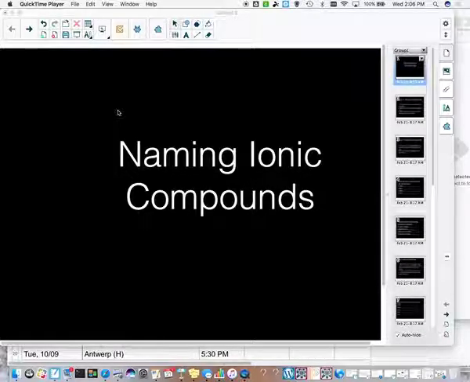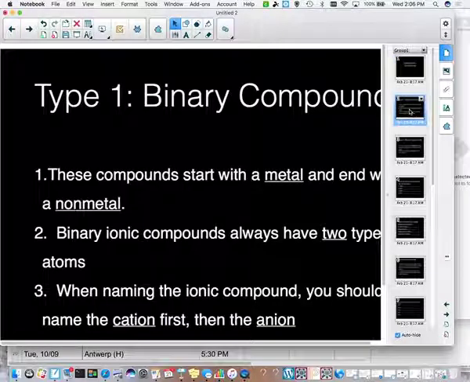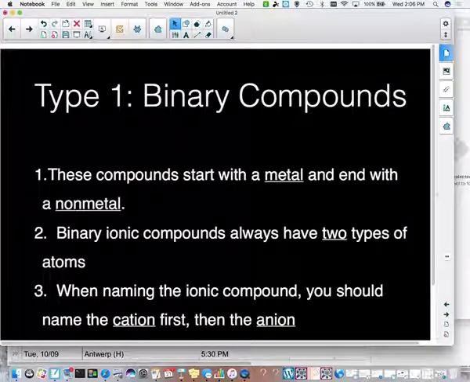So we're naming ionic compounds now. You heard me when we did all the examples on the board. I'm actually giving a name. So you guys are going to learn to name them. The first thing that we need to know is that what we are doing today is binary compounds. So we are doing compounds that have 2 atoms in them. When you're naming them, these compounds start with a metal and end with a non-metal.